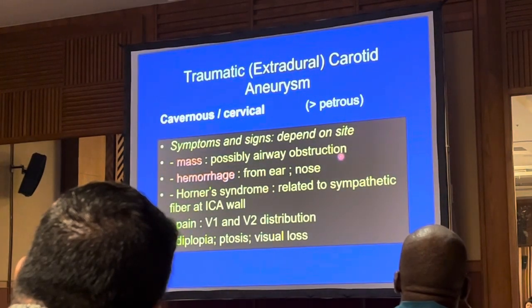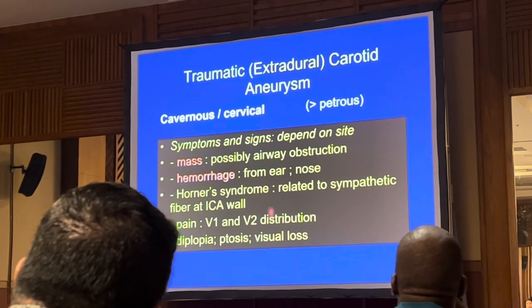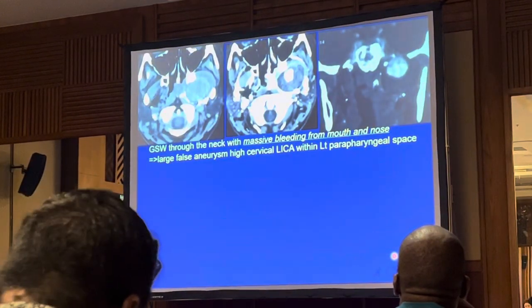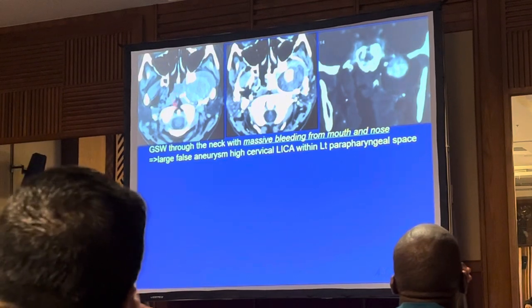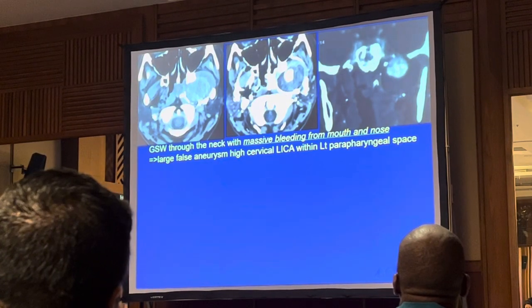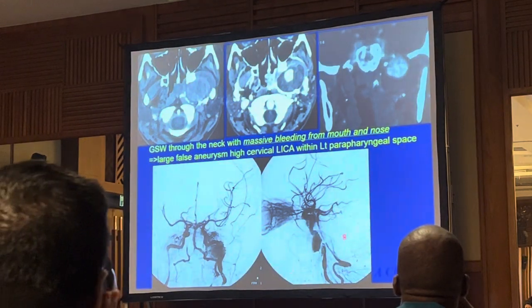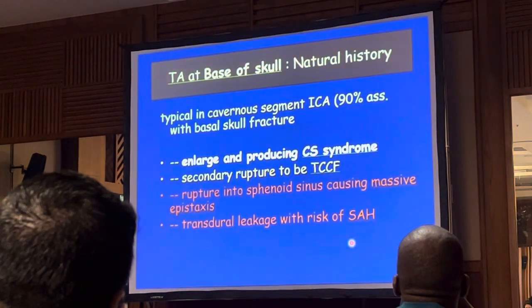And now we come to the base of skull. I told you that probably the commonest is the petrous part, where you can have symptoms of mass or hemorrhage. So when we have high cervical and petrous, you can have this type of false aneurysm, shown there with a massive bleeding. For example, the angiogram could be like this. This is the same case.